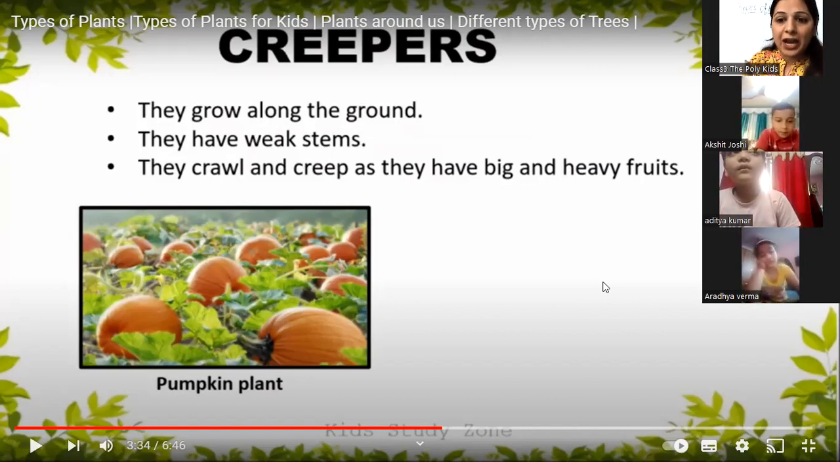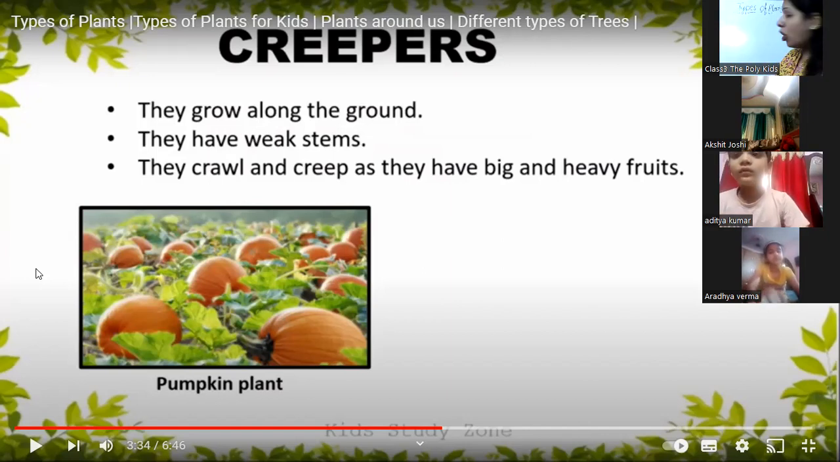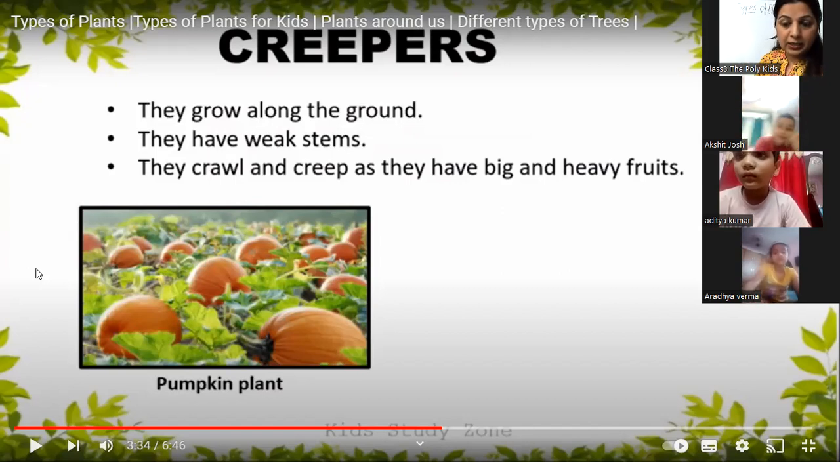Okay? If we are talking about herbs, number 1, their stems are very thin and green in color. Second, if we are talking about shrubs, their stems are hard and they are woody.